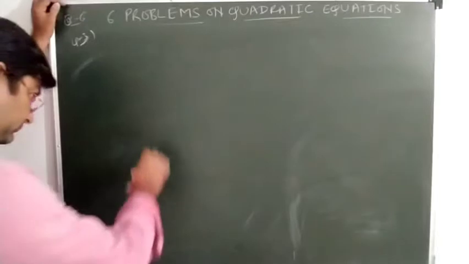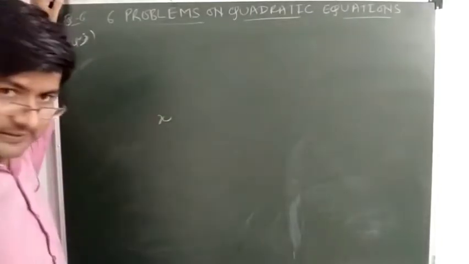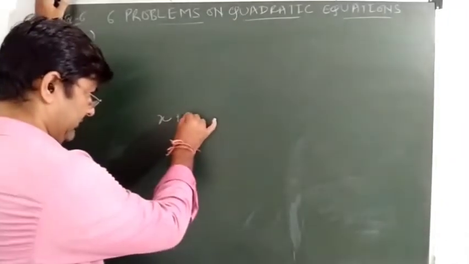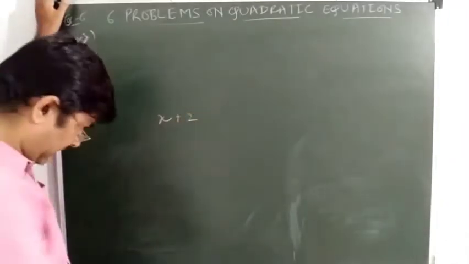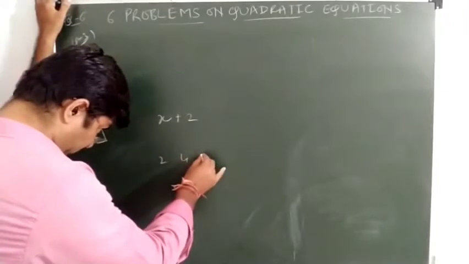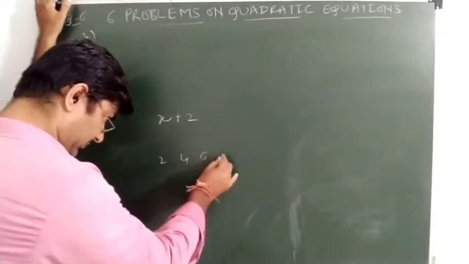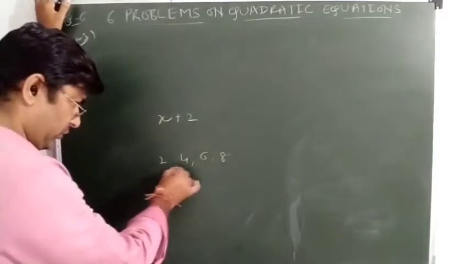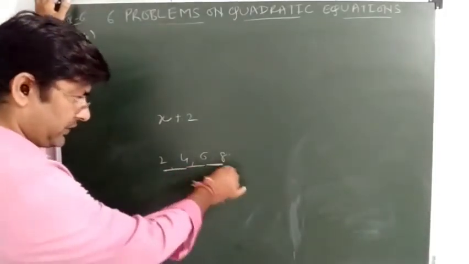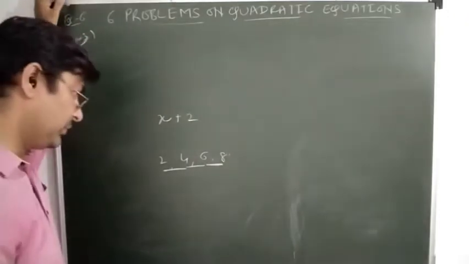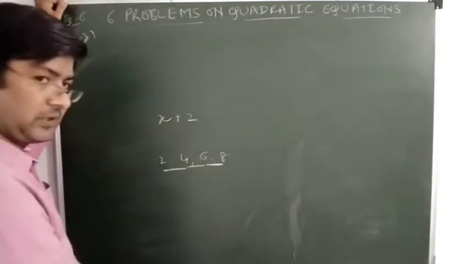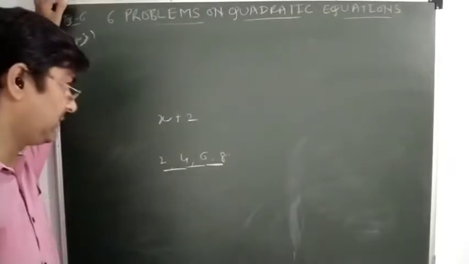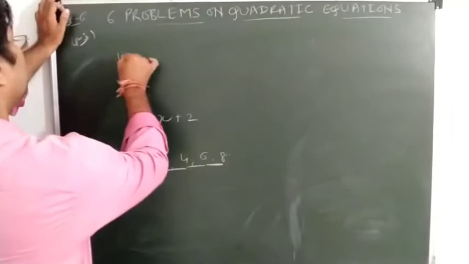So how will you consider the two positive consecutive even numbers? Suppose the first even number is x, then obviously the second even number will be x plus 2, because there is a difference of 2 between even numbers. If you notice, the difference between any two consecutive even numbers is always 2. So if x is the smaller number, then the next consecutive even number will be x plus 2.